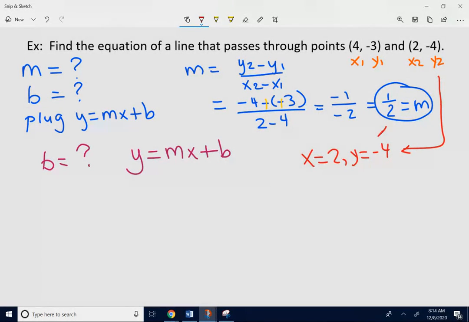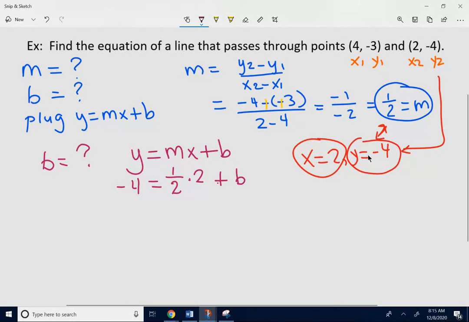And I already know that m is 1/2. So I'm going to put all of these numbers into y equals mx plus b. Where I see a y, I'm going to put in my -4. Where I see my m, I'm going to put in my 1/2. Where I see my x, I'm going to put my 2 in. And I'm going to bring my plus b down. See what I did? I put my x and my y coordinate and my m value into y equals mx plus b.